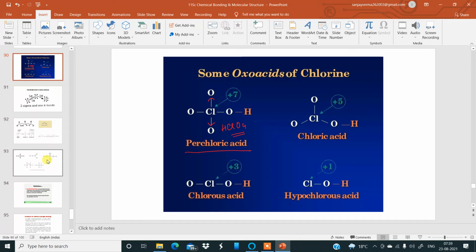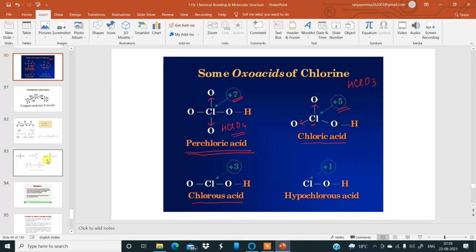The next one is chloric acid. The formula is HClO3. Molecular formula and the structural formula you can see, HClO3. And in chloric acid, there are again two coordinate bonds. This one is a coordinate bond and this one is also a coordinate bond. Here in perchloric acid, the oxidation number of the central chlorine atom is +7. In chloric acid, the oxidation number of the central chlorine atom is +5. Okay, variable covalency.